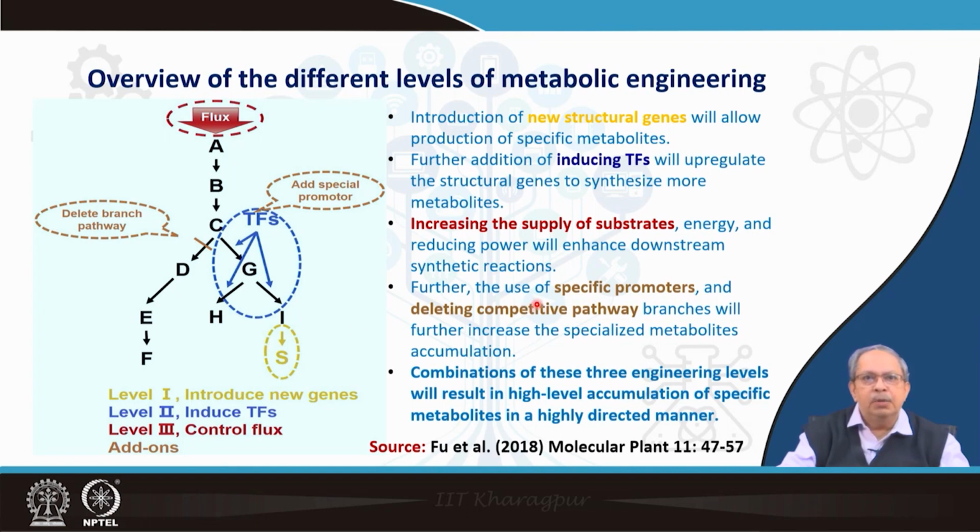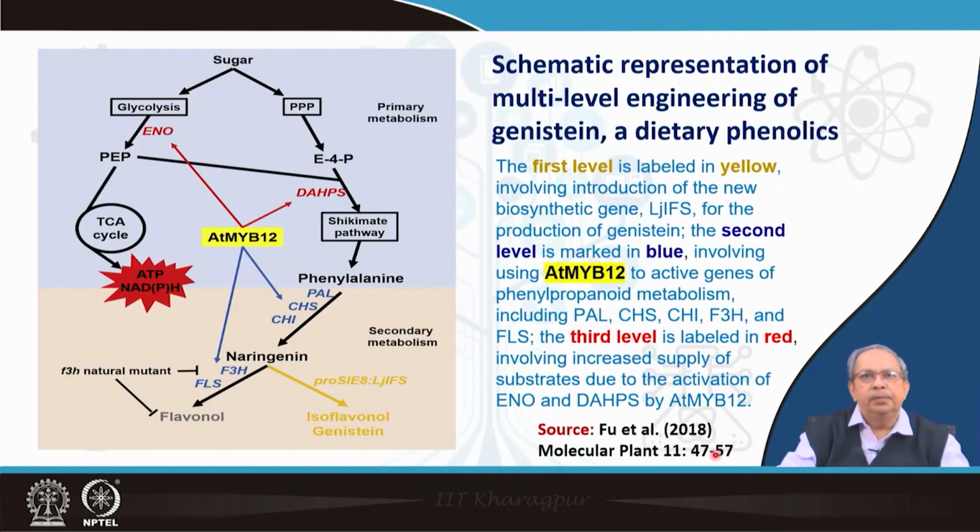And then what has been suggested is that any specific promoters can be used, which can perform the job better than the existing promoter being used. Or one can also delete the branching pathway by suppressing certain genes, and as a result you can also get the desired product in higher amount. So, combining these 3 engineering levels will result in a high level of accumulation of specific metabolites in a directed manner. This is basically what is suggested by this group, and the report was published in Molecular Plant in 2018.